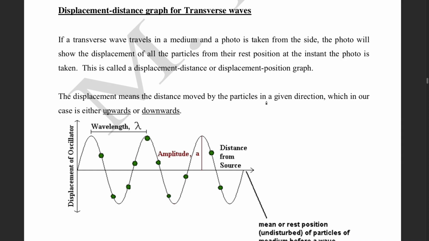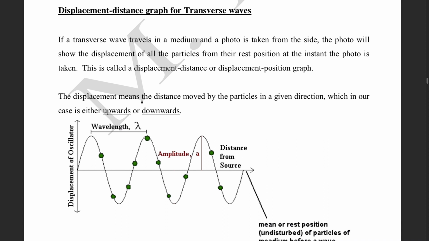We are at the bottom of page 6. Displacement distance graph for transverse waves. If a transverse wave travels in a medium and the photo is taken from the side, the photo will show the displacement of all the particles from their rest position at the instant the photo is taken. This is called a displacement distance or displacement position graph.